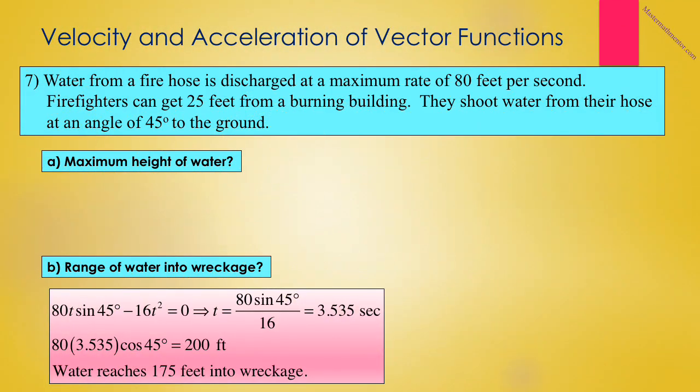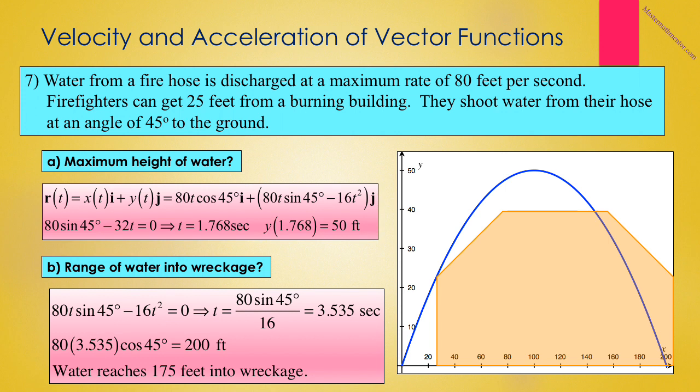Number 7 reads, water from a fire hose is discharged at a maximum rate of 80 feet per second. Firefighters can get 25 feet from a burning building. They shoot water from their hose at an angle of 45 degrees to the ground. There are two things we'd like to know. We'd like to know the maximum height of the water and how far into the wreckage the water can reach.